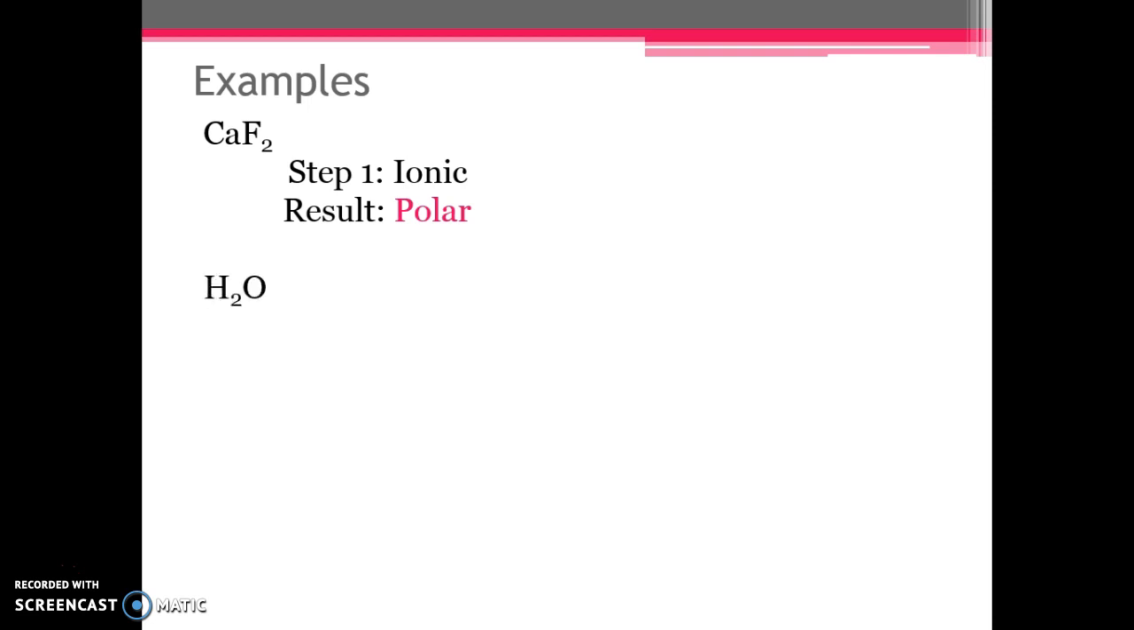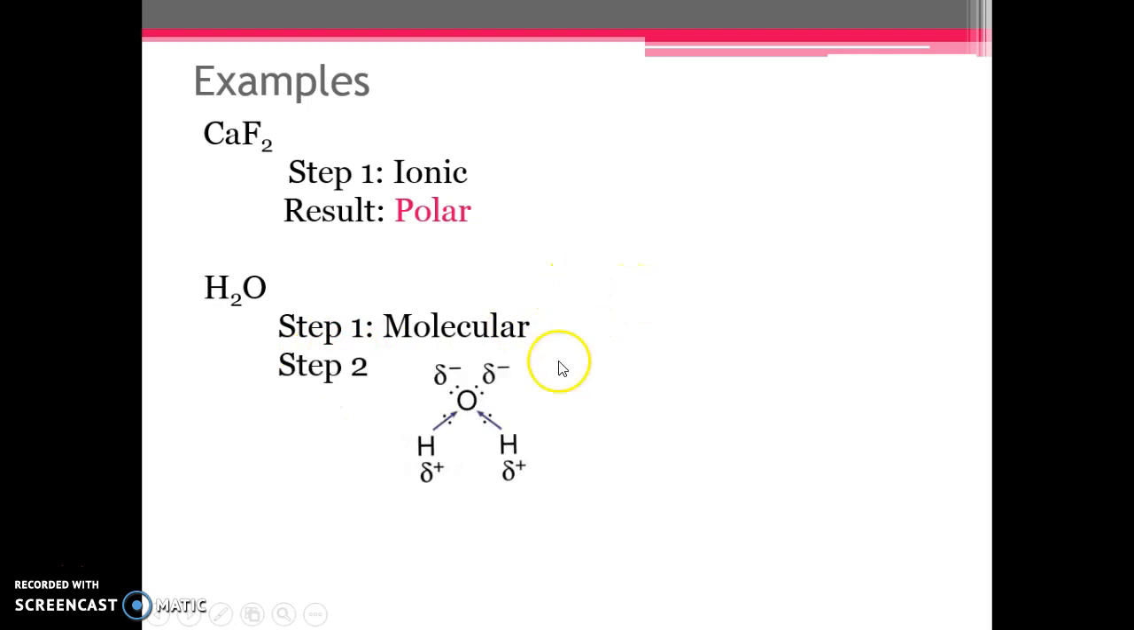Example number 2, taking a look at water. Step 1, we determine that it's molecular. We've got 2 non-metals here. So then step 2 requires you to draw the Lewis structure, figure out electronegativities, figure out bond dipoles. So everything leads into this idea. You have a bent molecule. Hydrogens have the more positive end. Their electronegativity is only 2.1. Oxygen has an electronegativity of 3.5. So the electrons are being pulled towards oxygen.